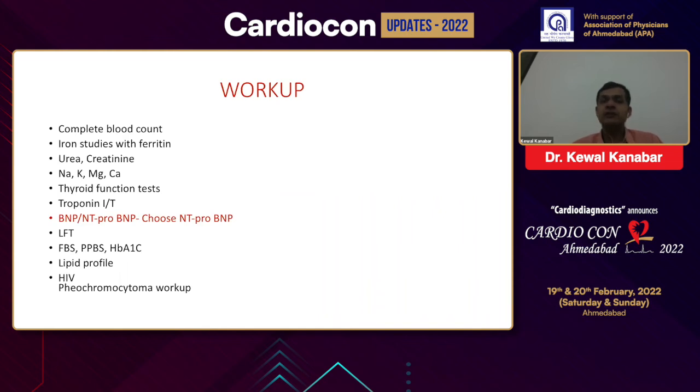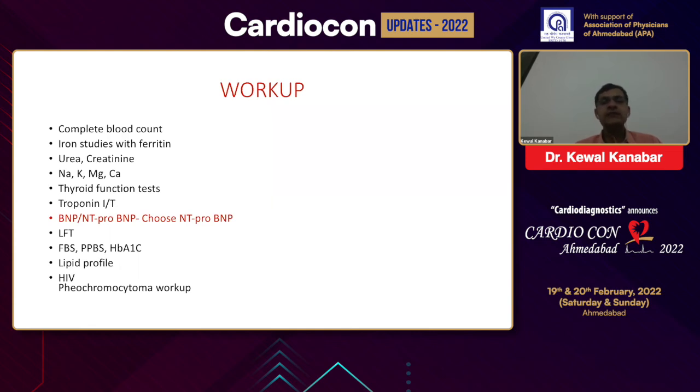A baseline troponin I or troponin T should be done in all patients. Very important is the role of biomarkers, BNP or NT-proBNP. It should be done in all patients and it should also be used for follow-up. Since the patient is on sacubitril valsartan, we cannot use BNP and we need to use NT-proBNP. So in this patient, I'll go for an NT-proBNP. And if the values are more than 500, it usually indicates that the levels are elevated.